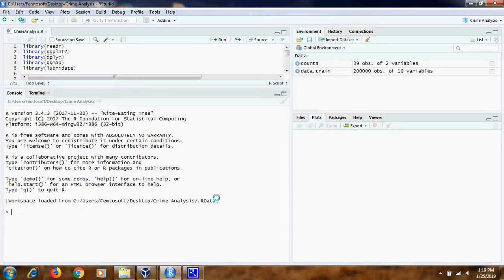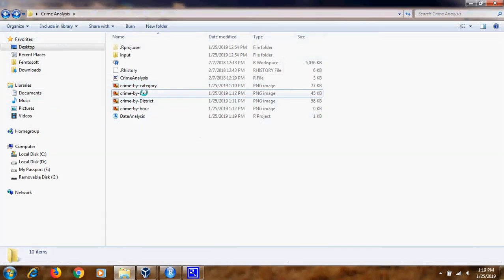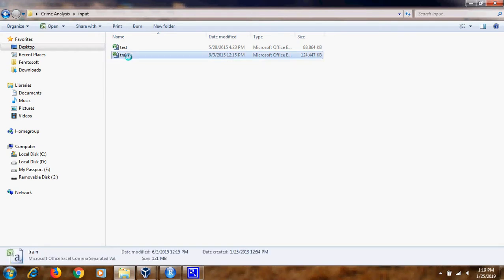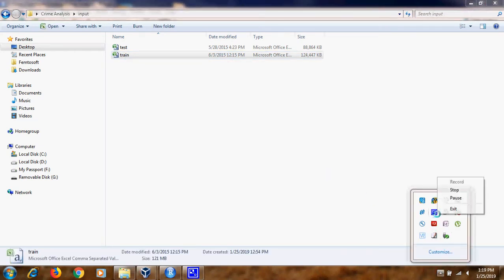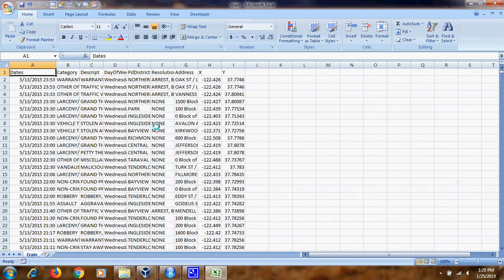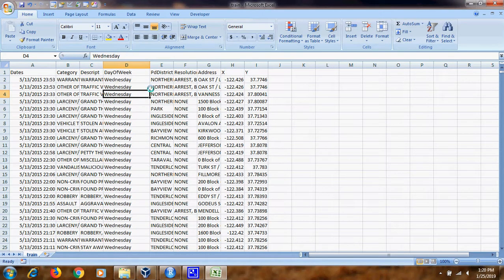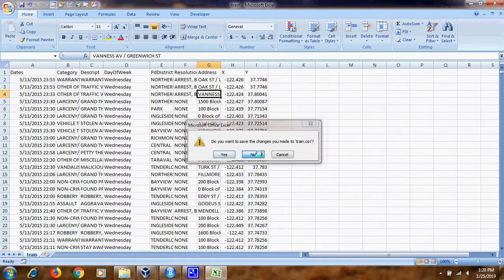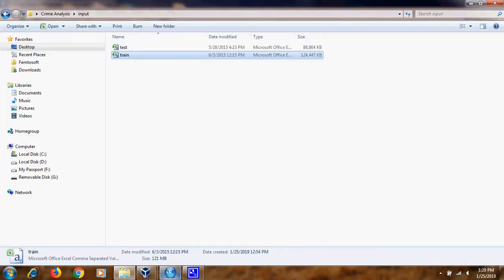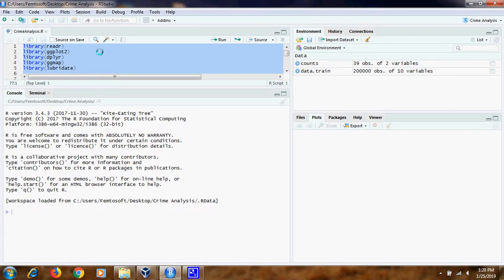And this is crime data analysis, and we have taken the input data set here. This is the input data with the date, category of the crime, description, and the day of week, district, resolution taken, address, and x and y axis, that is latitude, longitude of the location. So this is the data set that we have taken and we have analyzed for crime in R language.